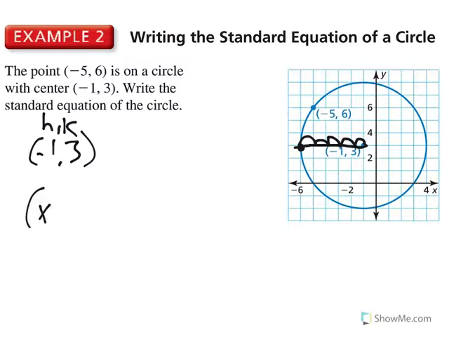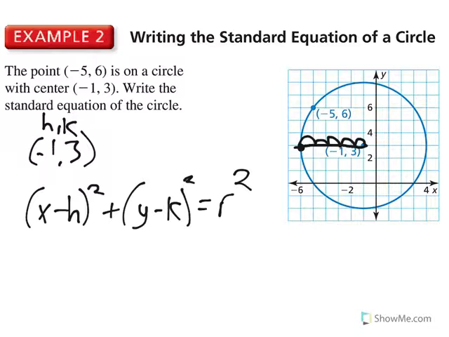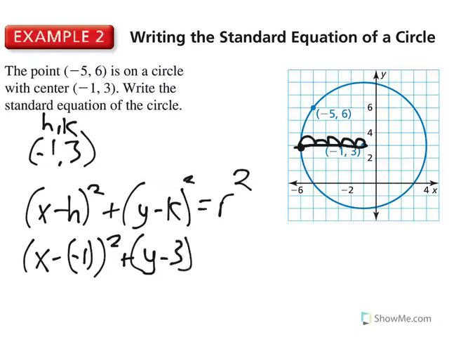So our formula of (x minus h) squared plus (y minus k) squared is equal to r squared. And this is on your formula charts. If you want to grab one whenever you're taking quizzes and tests, then just grab a formula chart and it's on there. And so now we just need to plug it in. So my x minus h, now I have a negative 1 in for that h. Y minus my k, which is 3, is equal to r squared.